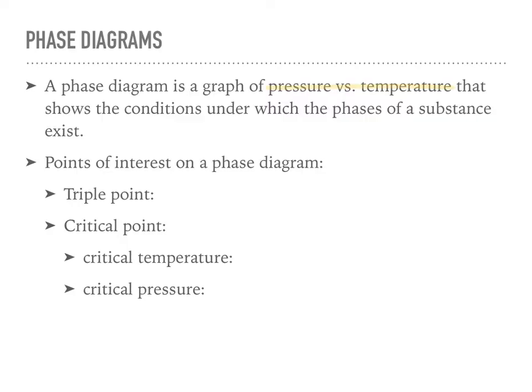As the name implies, the triple point on a phase diagram is the one combination of pressure and temperature at which you could have either a solid or a liquid or a gas, or two out of the three at the same time, or all three at the same time.